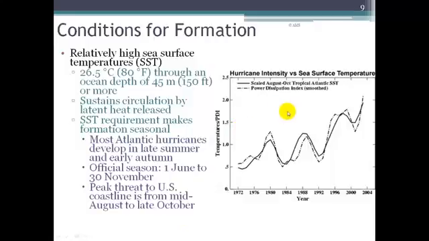In the graph you see here, we have a relationship between hurricane intensity and sea surface temperatures. The solid line is sea surface temperatures, and the dotted line is something called the Power Dissipation Index. It's a measure of hurricane intensity. The times when we have warmer sea surface temperatures are the same times that we have more intense hurricanes.